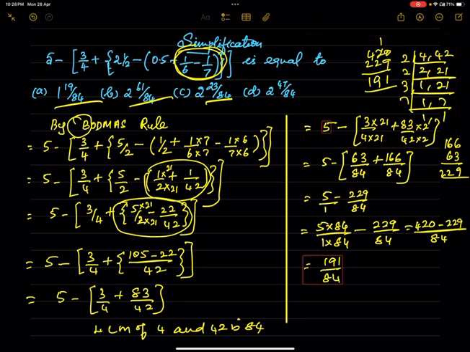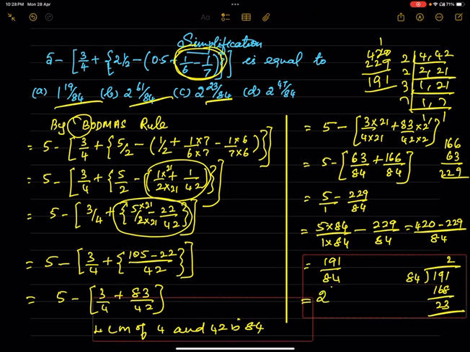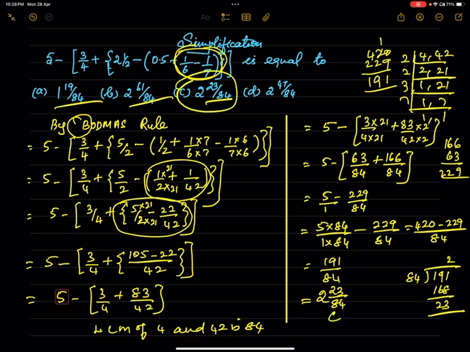Here all the options are in mixed fractions, so I have to convert this improper fraction into a mixed fraction. 2 times 84 is 168. The remainder is 23. So the answer is 2 and 23 by 84. Which is the correct option? The correct option is C. So this is the correct option. Thank you.